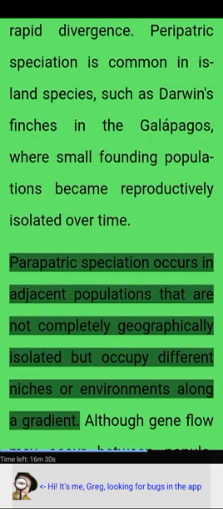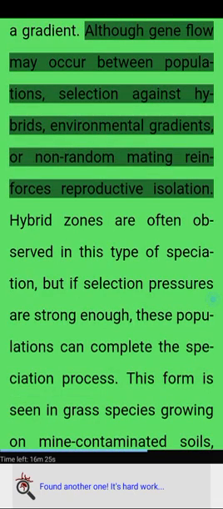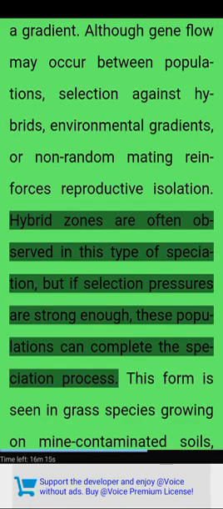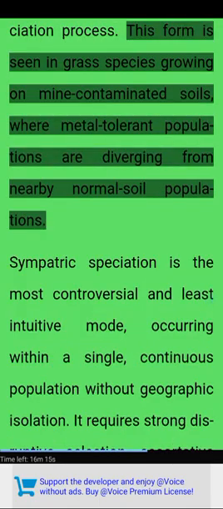Parapatric speciation occurs in adjacent populations that are not completely geographically isolated but occupy different niches or environments along a gradient. Although gene flow may occur between populations, selection against hybrids, environmental gradients, or non-random mating reinforces reproductive isolation. Hybrid zones are often observed in this type of speciation, but if selection pressures are strong enough, these populations can complete the speciation process. This form is seen in grass species growing on mine-contaminated soils, where metal-tolerant populations are diverging from nearby normal soil populations.